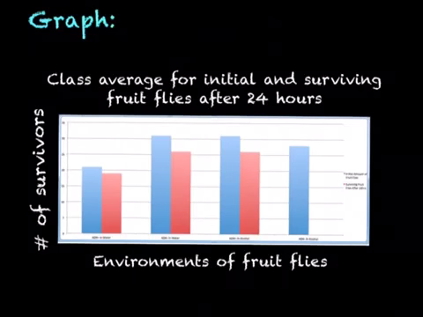Here we have a graph that represents the class average for initial and surviving fruit flies after 24 hours. Our x-axis represents the environments the fruit flies were in, and our y-axis represents the number of survivors. The blue bars represent the number of flies that were initially in each environment, and the red bar represents the number of flies that survived after 24 hours. As we can tell, in the ADH minus in alcohol, there weren't any survivors after 24 hours.